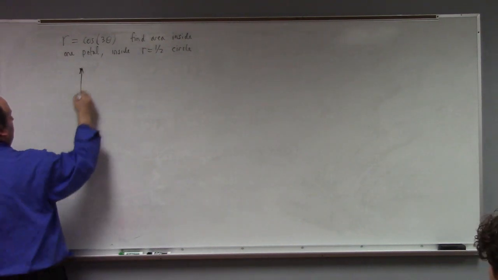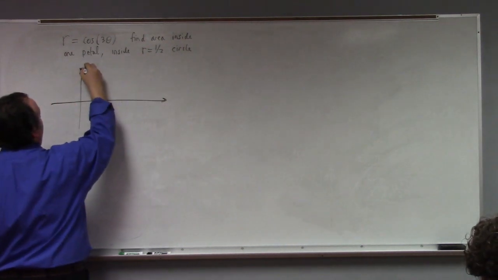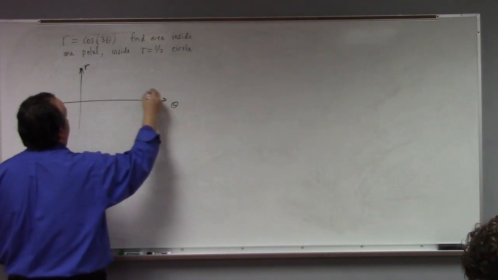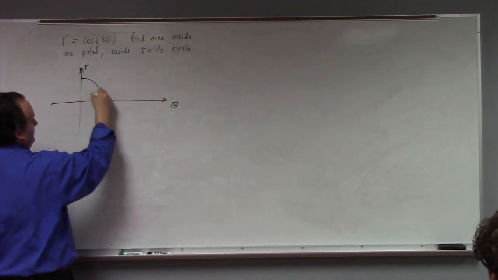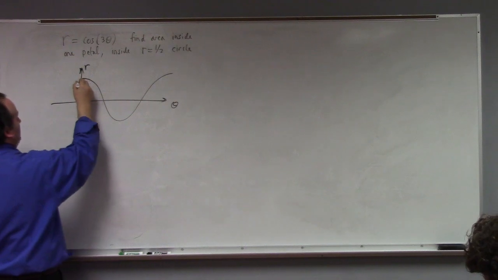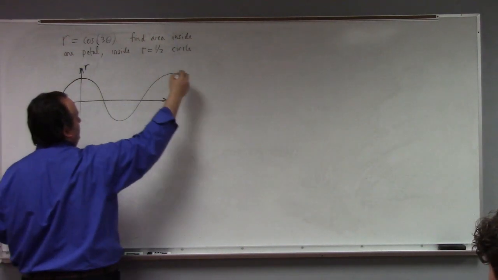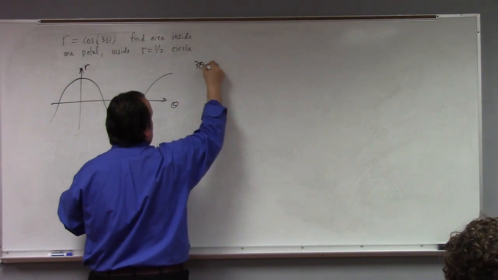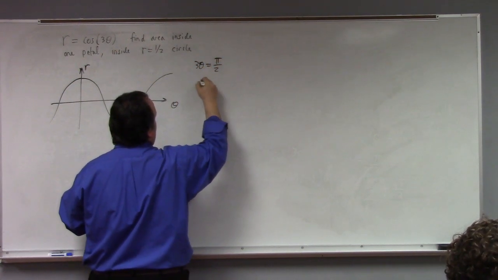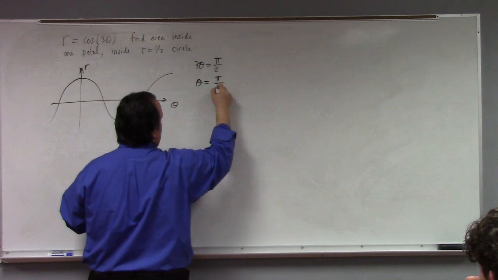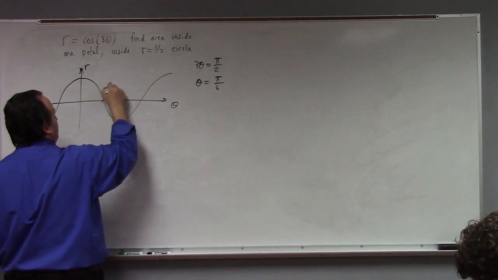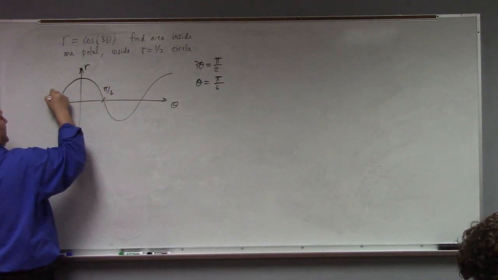So here's my r. Well, I'm going to graph r and theta here. Cosine 3 theta, it looks something like this. Now, when 3 theta is equal to pi over 2, that's my first zero. So that's pi over 6. So this is pi over 6. This is minus pi over 6.